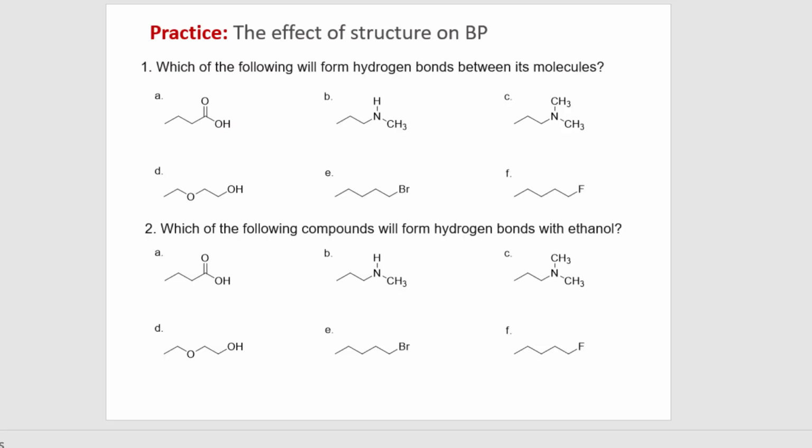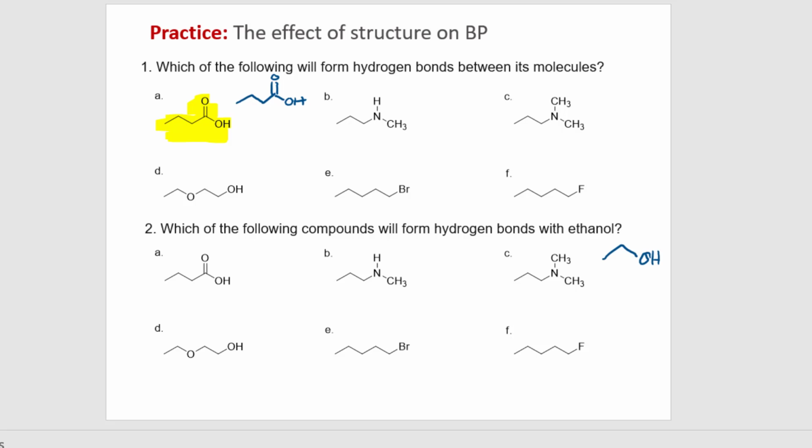Here's a bunch more practice for you. In number 1, you're going to state which of the following will form hydrogen bonds between its molecules. So basically what I'm asking you is, for this first one, draw another molecule of itself and say, can these two molecules of itself have a hydrogen bonding interaction? Then, on number 2, I'm asking which of the following compounds will form hydrogen bonding interactions with ethanol. Ethanol looks like this.